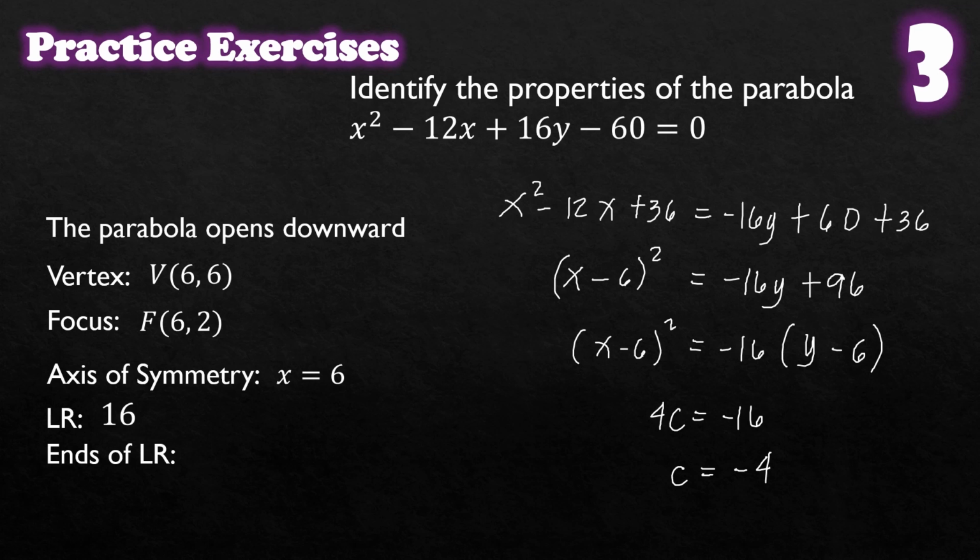The ends of the latus rectum will be 2 times c units to the left of the focus and 2 times c units to the right of the focus. So we have the coordinates (-2, 2) and (14, 2). The directrix is the line y = 10. That is 4 units above the vertex.